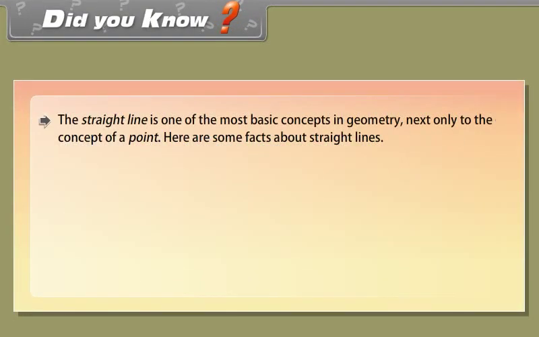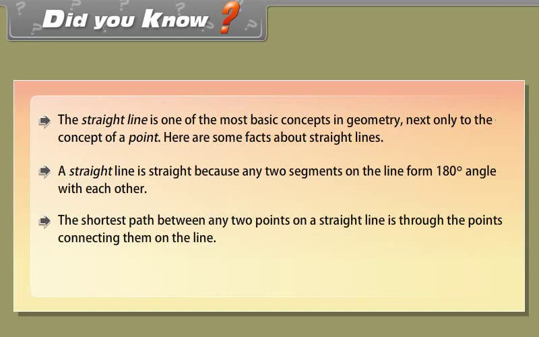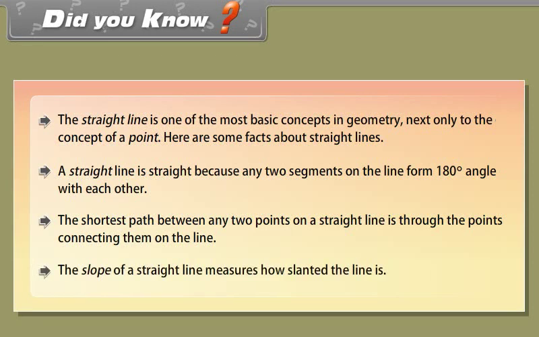Did you know? The straight line is one of the most basic concepts in geometry, next only to the concept of a point. Here are some facts about straight lines. A straight line is straight because any 2 segments on the line form a 180 degrees angle with each other. The shortest path between any 2 points is along the straight line connecting them. The slope of a straight line measures how slanted the line is.